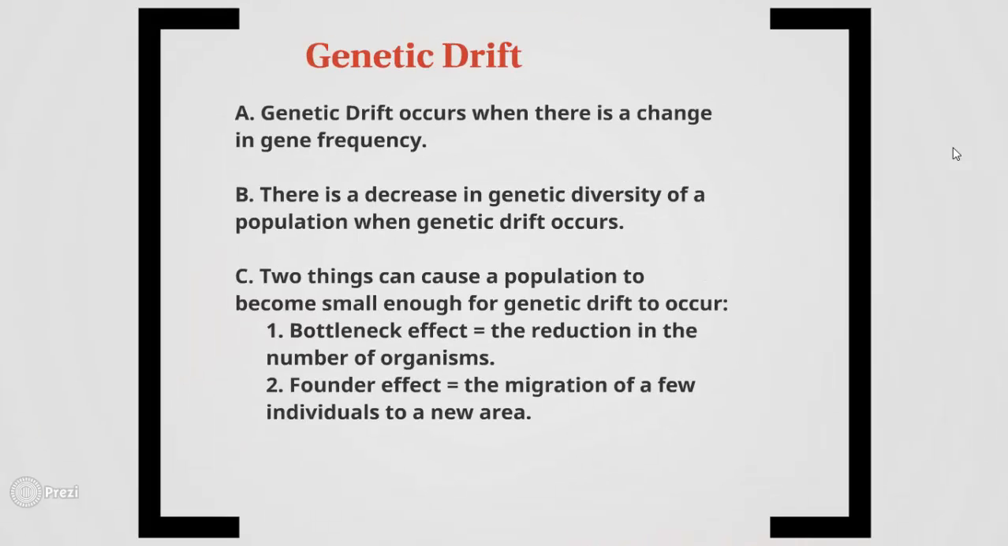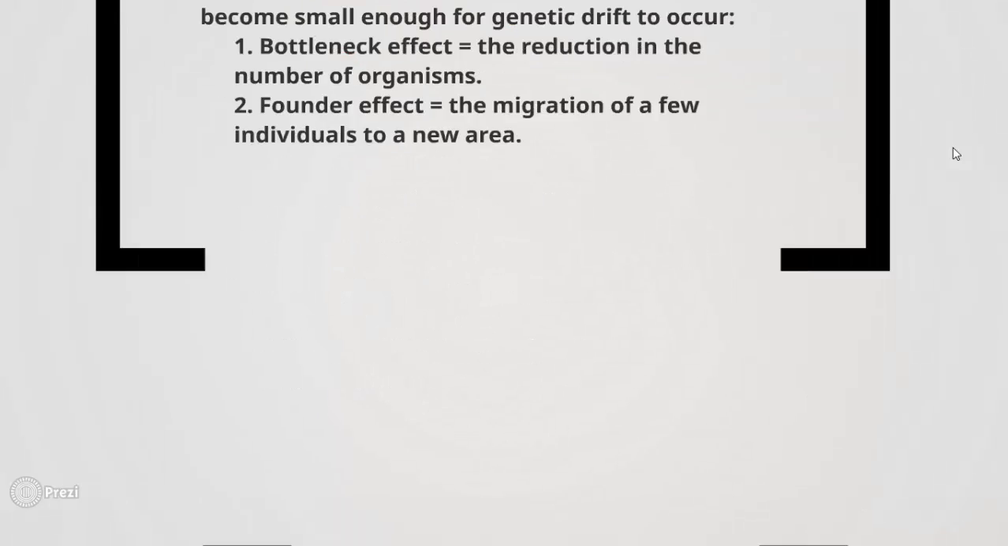Genetic drift occurs when there is a change in gene frequency. So basically, there is a decrease in genetic diversity of a population when genetic drift occurs. And two things can cause that: the bottleneck effect, which is the reduction of the number of organisms through massive disease, pollution, earthquake, volcano, something like that, and the founder effect, the migration of a few individuals to a new area. If you settle on some new land and there's no competition, you're going to have a lot of offspring.